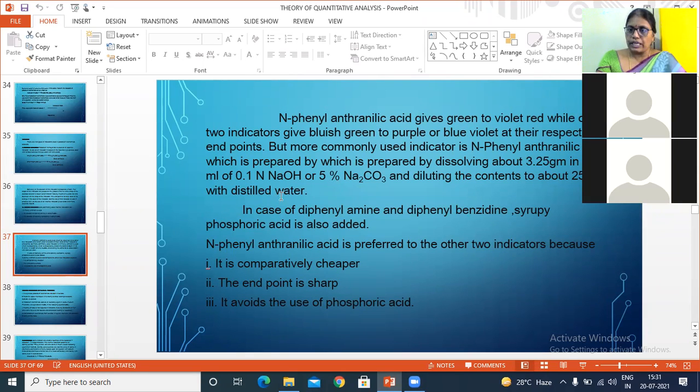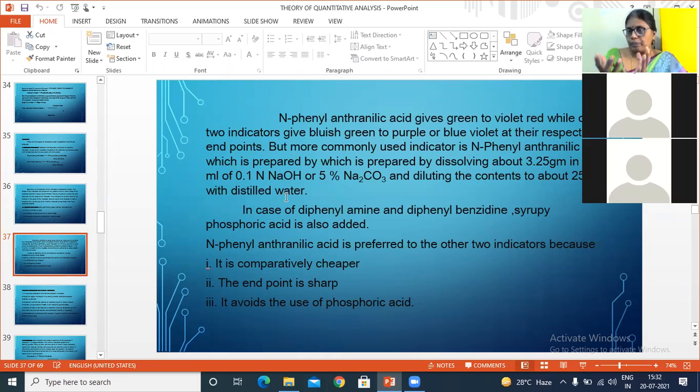We can prepare it in two ways. One is to dissolve 3.25 grams of N-phenyl anthranilic acid in 12 ml of 0.1 N sodium hydroxide, or the same 3.25 grams of N-phenyl anthranilic acid in 5% sodium carbonate. We can prepare it either way, and then dilute the contents to about 250 ml with distilled water.